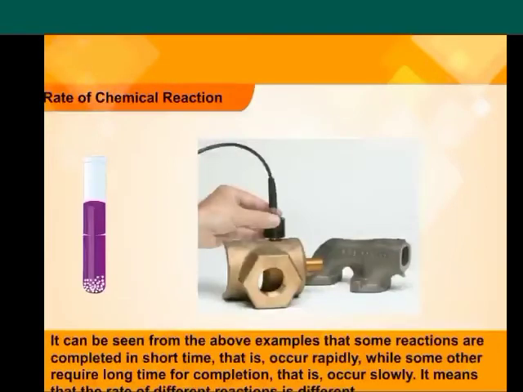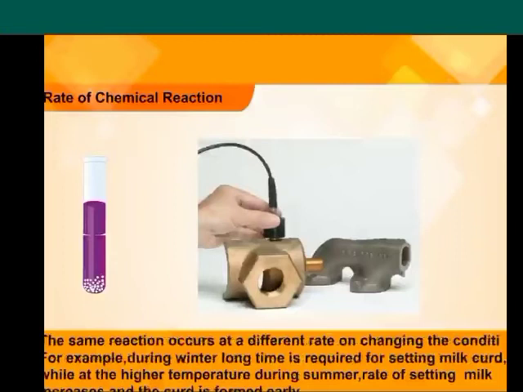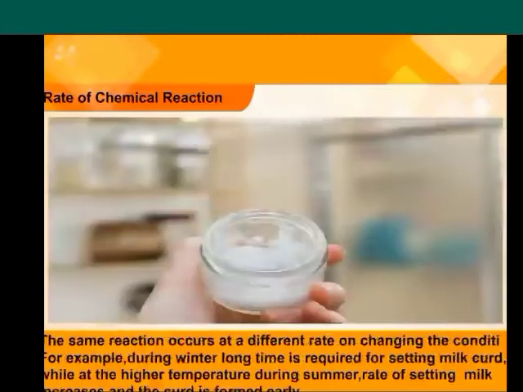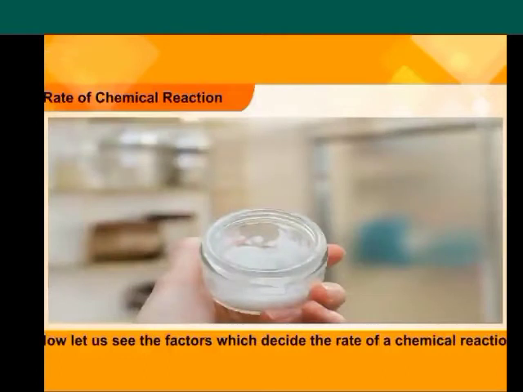It can be seen from the above examples that some reactions are completed in a short time, that is, occur rapidly, while some others require a long time for completion, that is, occur slowly. It means the rate of different reactions is different. The same reaction occurs at a different rate on changing the conditions. For example, during winter a long time is required for setting milk into curd, while at the higher temperature during summer, the rate of setting of milk increases and the curd is formed early. Now let us see the factors which decide the rate of a chemical reaction.